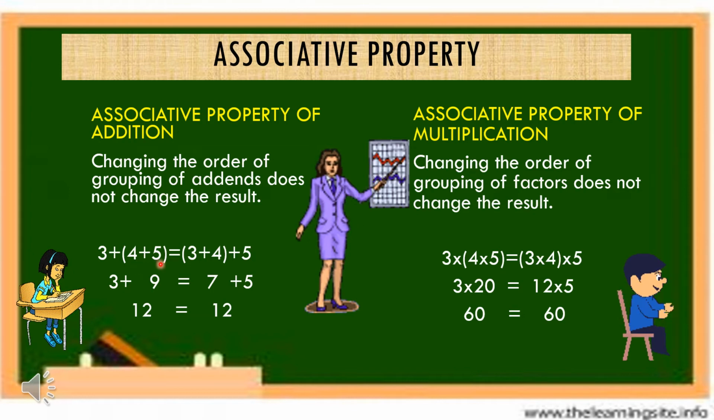So 4 plus 5 is 9. 3 plus 9 is 12. 3 plus 4 is 7. 7 plus 5 is 12. 12 equals 12. We have associative property of multiplication.